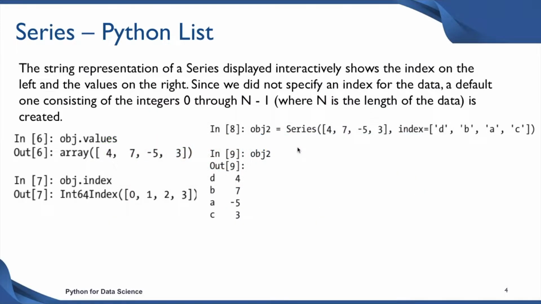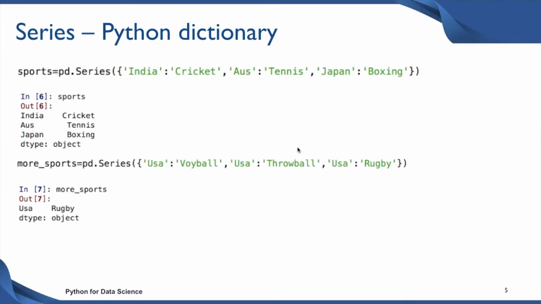Okay. So we have seen how we can convert our Python list to the series object. The next part is we can also convert our Python dictionary to the series object. So here in this example you can see that this is a Python dictionary in which the index is India, Australia and Japan, and the values are cricket, tennis and boxing, right? So this can also be converted into your series object, where your index becomes the index of your dictionary and your values become the values of your dictionary, right?